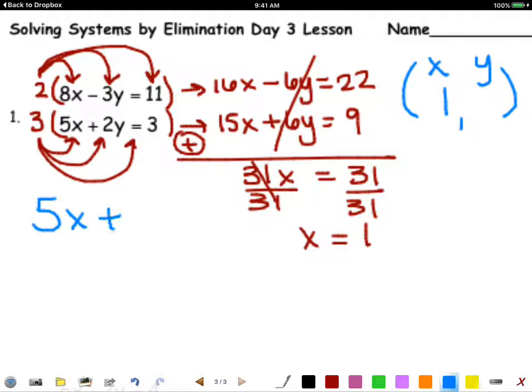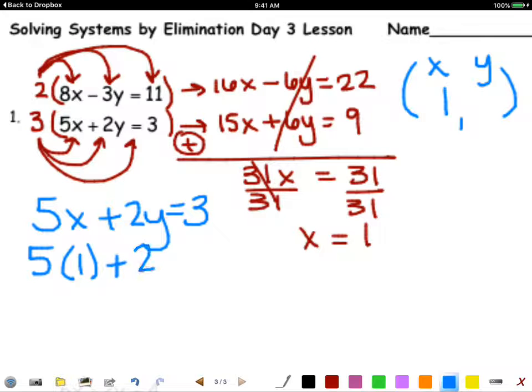So we have 5x plus 2y equals 3. And if x is 1, then we go and we plug in the 1 for the x. So instead of 5 times x there, we have 5 times 1, plus 2y equals 3. Once you plug your 1 in for x, then you do that multiplication first. So 5 times 1 would be 5, plus 2y equals 3.